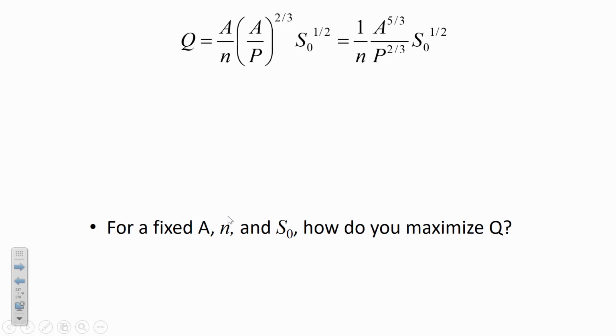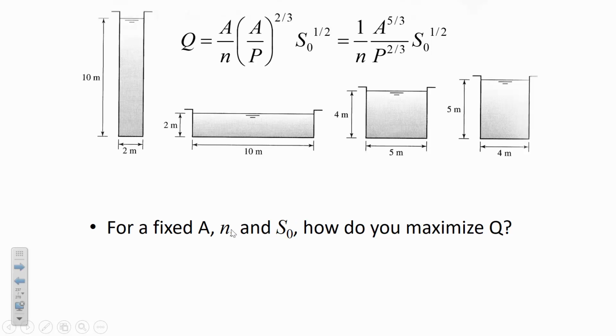So you don't have control over the n value. Well, you do, but there's only a limited number of materials that are out there available for constructing a channel. You don't have control over the slope, really. The way that you maximize the flow rate, if you look at the function, the only other variable is wetted perimeter. So wetted perimeter is in the denominator. So if you want a big Q, what do you have to do to P? You have to make P as small as possible.